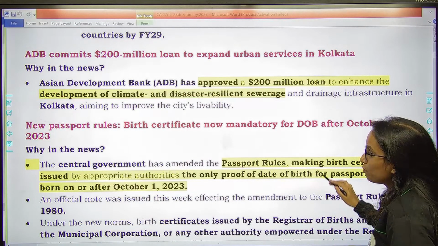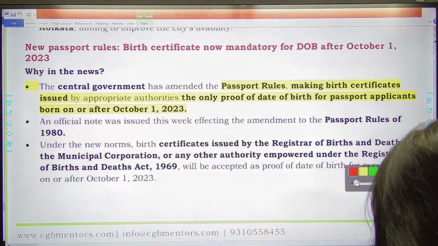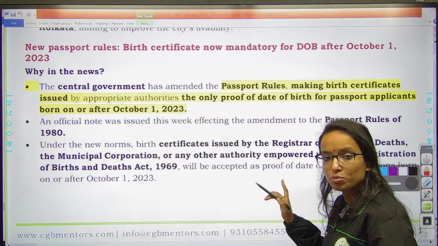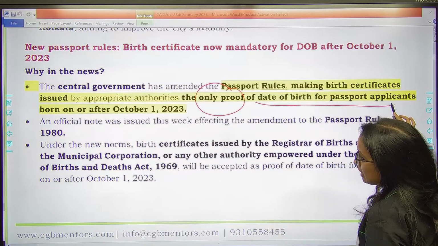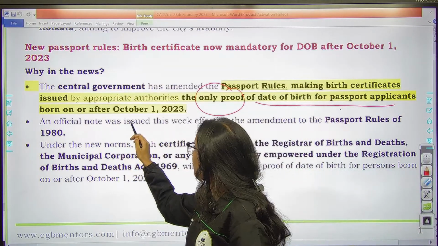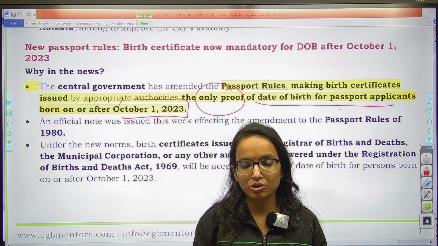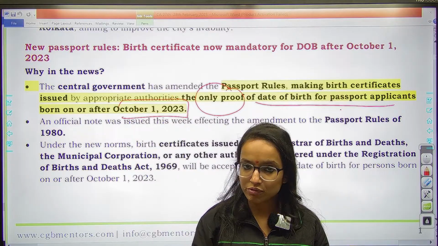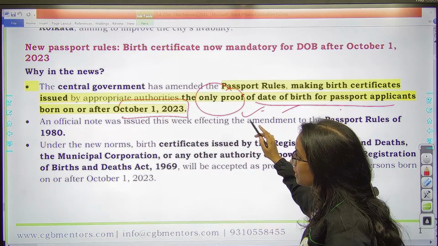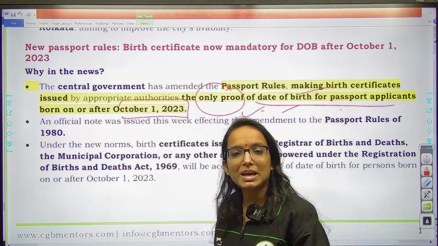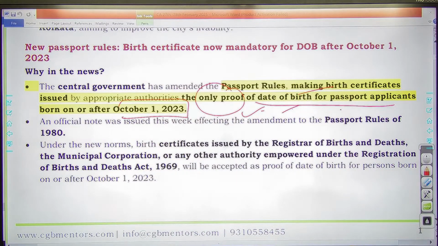Then next is new passport rules. So central government has recently amended the passport rules, making birth certificates issued by appropriate authority the only proof of date of birth for passport applications born on or after 1st October 2023. Anyone who has born on 1st October 2023 or after 1st October 2023, your only proof of date of birth would be the birth certificate issued by appropriate authority. Nothing else would work for passport verification. Remember that.